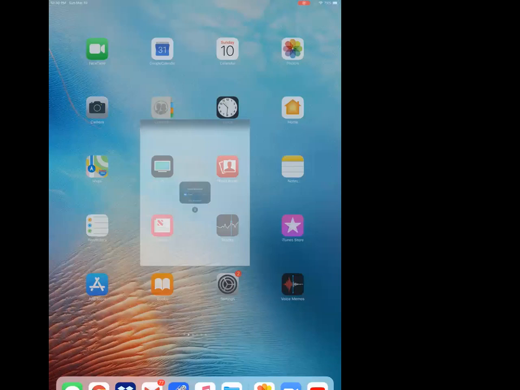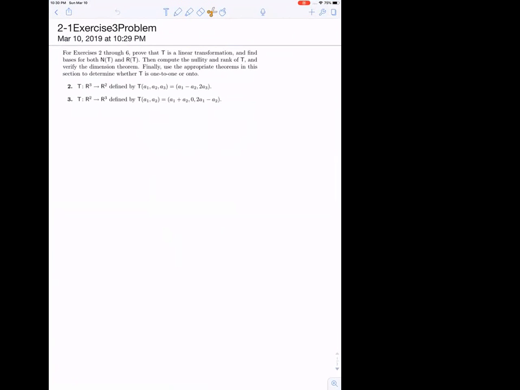So let's get started. This is section 2.1, exercise 3. The problem's written big here. What we need to do is prove that T is a linear transformation. Find bases for both N of T, that's the null space of T, and R of T, the range of T. Then compute the nullity and rank of T and verify the dimension theorem. Finally, use the appropriate theorems in this section to determine whether T is one-to-one or onto. All right, so let's look at number 3.